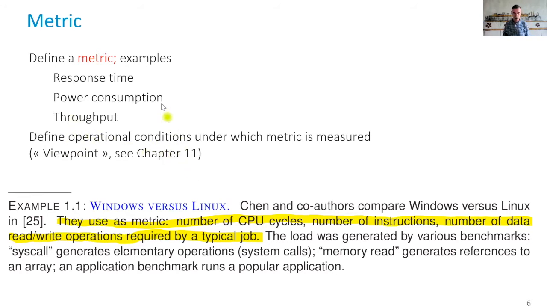Right now, let's remember we need to define metrics well. For example, here in this performance evaluation of an operating system, the metrics were taken as the ones that are highlighted here: number of CPU cycles, number of instructions, etc.